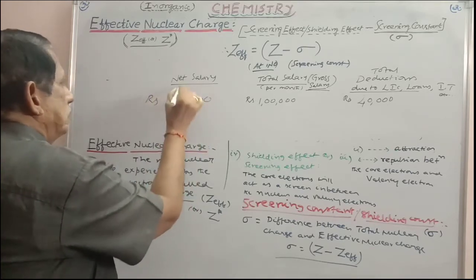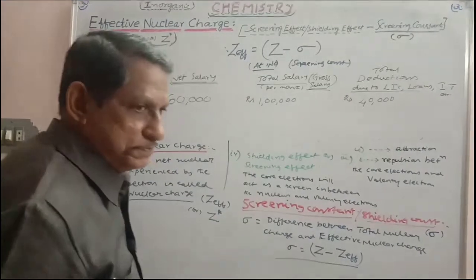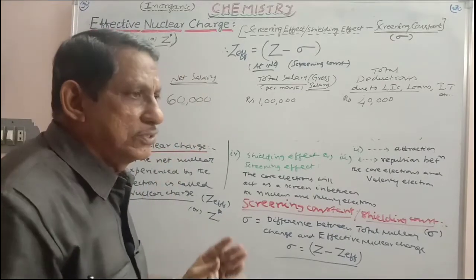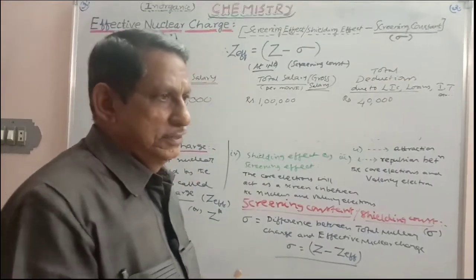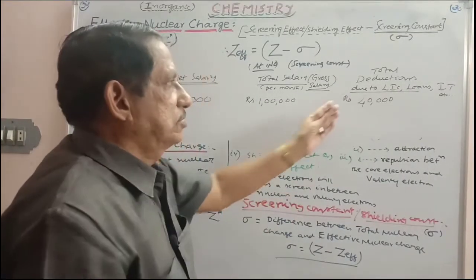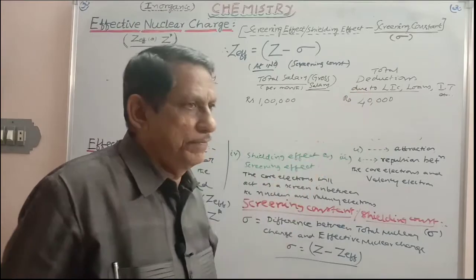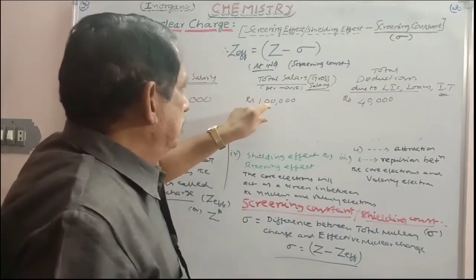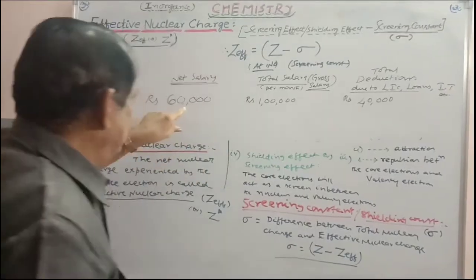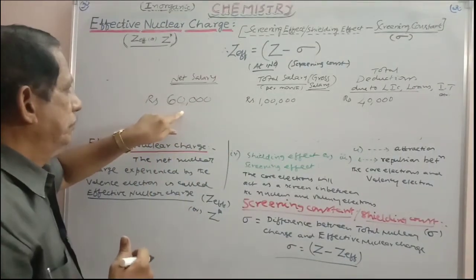Rupees 60,000 is the net salary. Actually, he is going to get only 60,000 by hand. On paper, it will be 1 lakh. But you have to deduct all the loans, cuttings, etc. So this is the gross salary, this is the deductions, and this is the amount he got by hand.